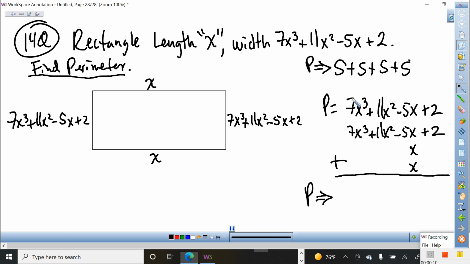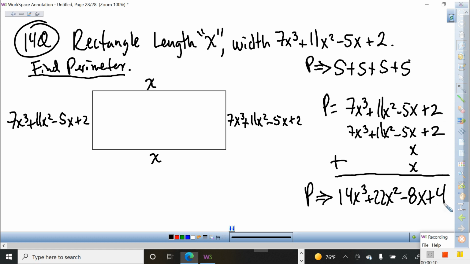Alright, let's see. 7x cubed and 7x cubed, that's 14x cubed. 11x squared and 11x squared, that's 22x squared. Negative 5x and negative 5x, that's negative 10, plus 1x plus 1x. What is it? Negative 8x, yes. 2 plus 2, that's 4. And that's the perimeter.